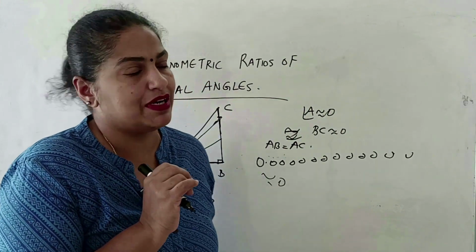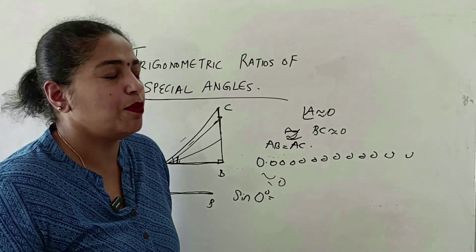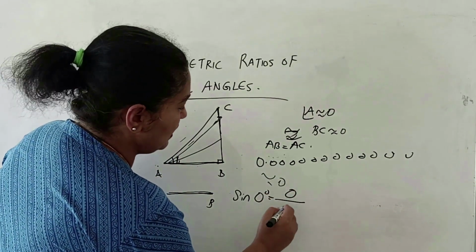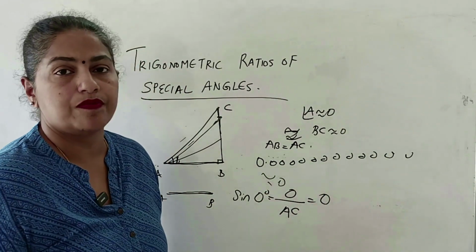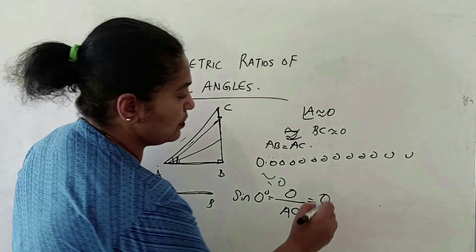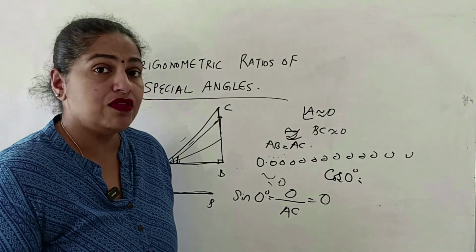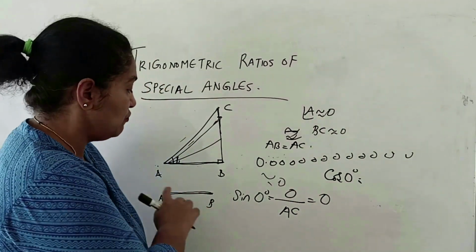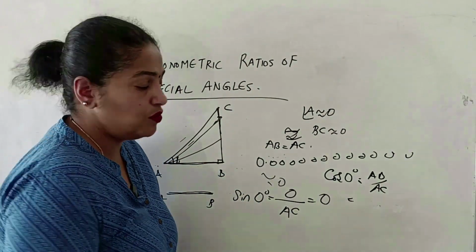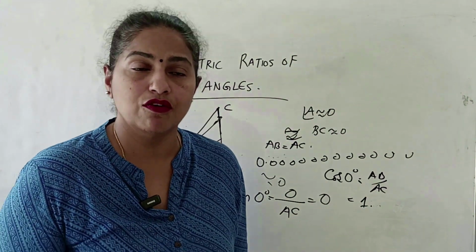Now what happens to the trigonometric ratios? Sine 0 is opposite side by hypotenuse, and the opposite side has become 0. So opposite side by hypotenuse AC becomes 0. So sine 0 is 0. What happens to cos 0? The adjacent side and the hypotenuse have become the same in length, which means AB by AC is the same as AC by AC. So this is equal to 1. So sine 0 is 0, but cos 0 is 1.